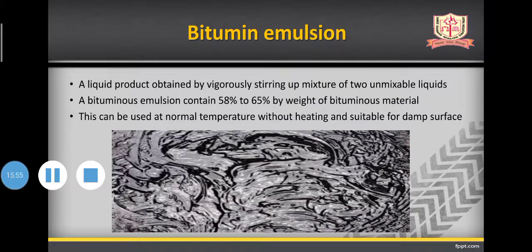Then bitumen emulsion, a liquid product obtained by vigorously stirring the mixture of two immiscible liquids. When we mix two immiscible liquids, whatever product we get is known as a bitumen emulsion. A bitumen emulsion contains 85 to 65% by weight of bitumen material. This can be used at normal temperature without heating and is suitable for a damp surface. Whenever we need waterproofing, we can use the bitumen emulsion. It will block the water and not allow water to come out from that surface. So we can use it at normal temperature also.